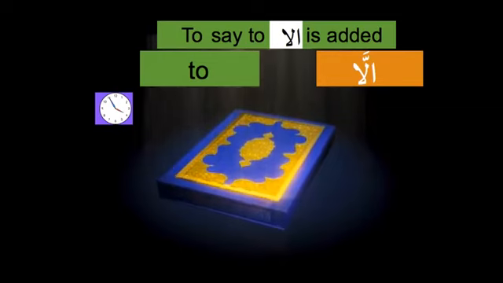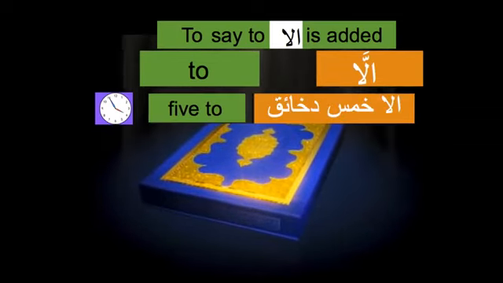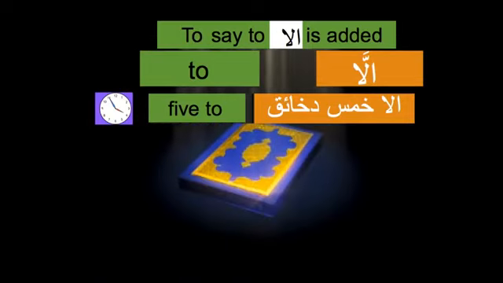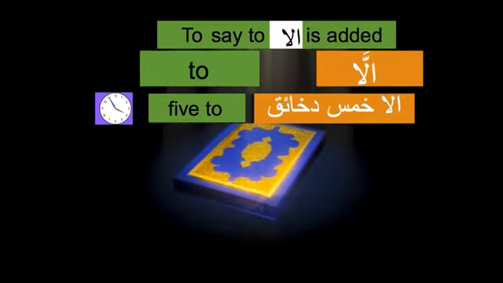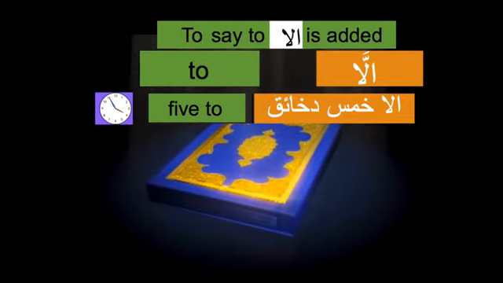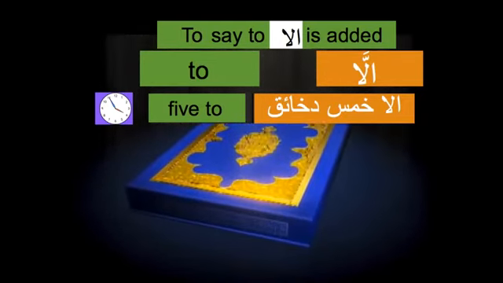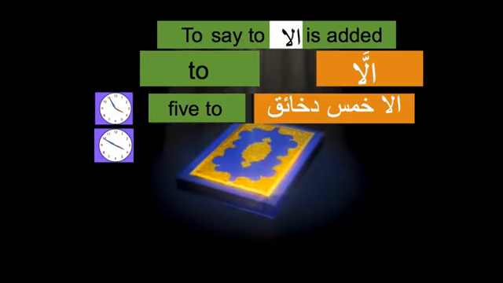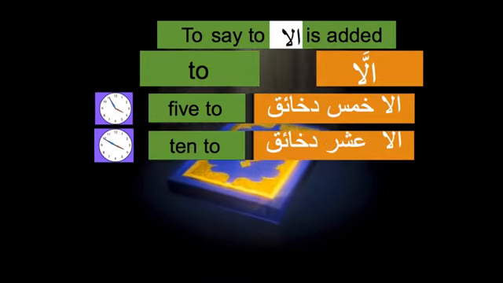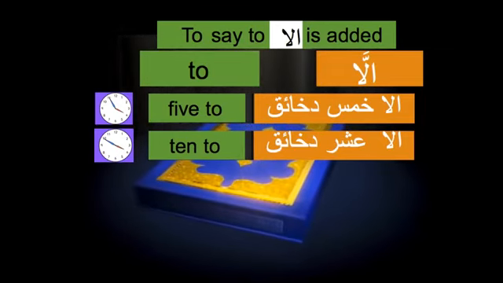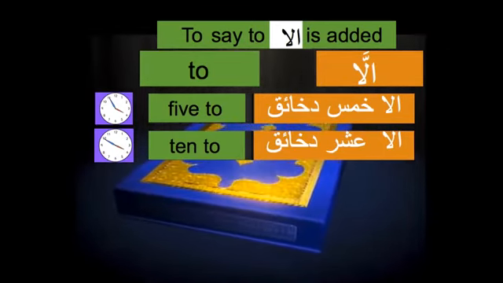So if you say 5 minutes to 4, how do we say 5 to 4? We say illa khamsa daqaiqa. So it's as-sa'atu rabi'atu illa khamsa daqaiqa. It's 5 minutes to 4. It's very long to write, but that's the way in Arabic. If you want to say 10 minutes to 4, you say as-sa'atu rabi'atu illa ashara daqaiq.